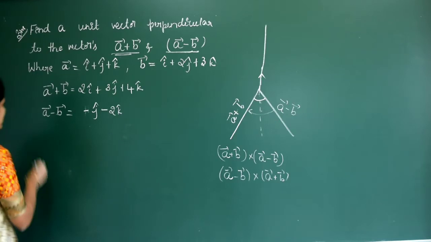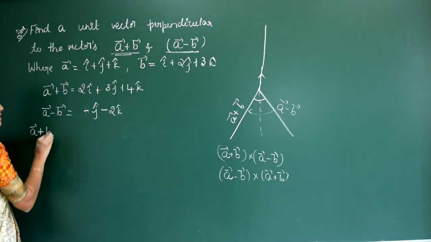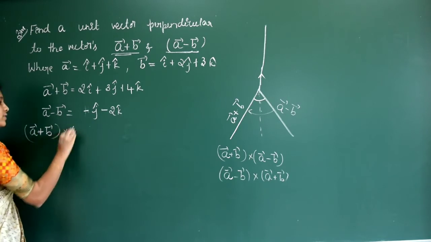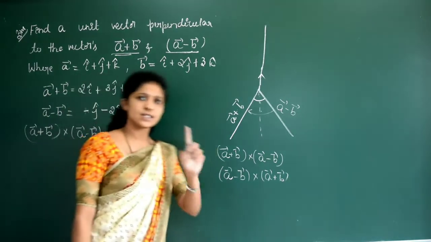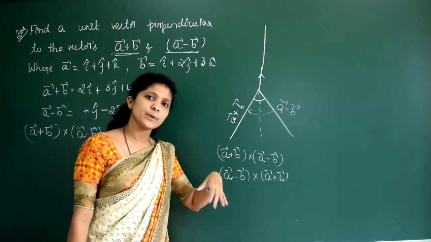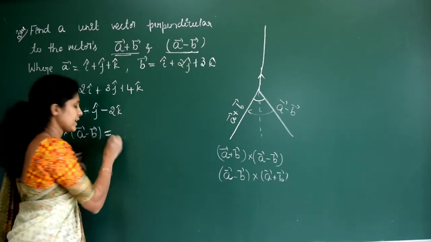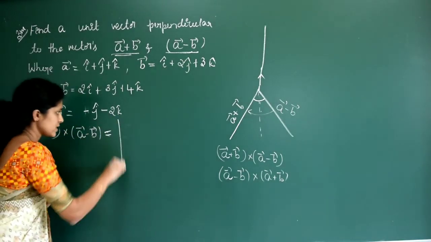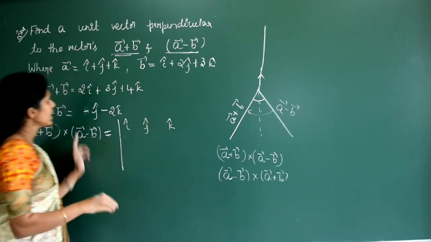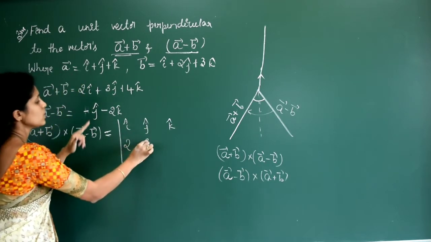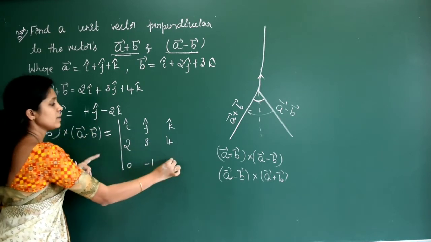Now we will find the cross product of this. So A vector plus B vector cross product with A vector minus B vector. No need to find both the unit vectors, find any one, okay? Another one will be the negative of that. Directly you can say, actually it is not necessary. So directly write one vector, it is enough. So this is now I cap, j cap, k cap, right? Coefficients of this will be 2, 3, 4. And here 0, minus 1, minus 2.